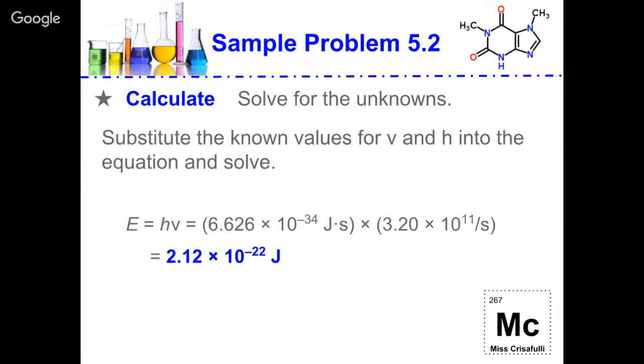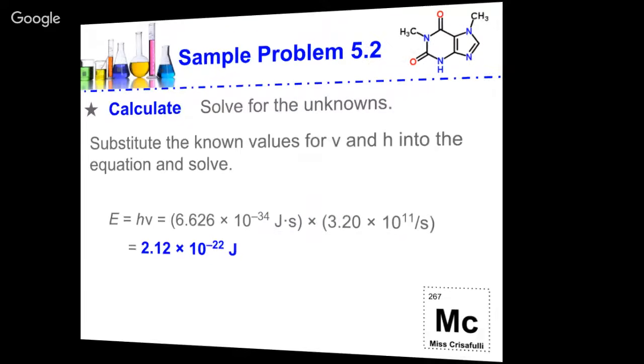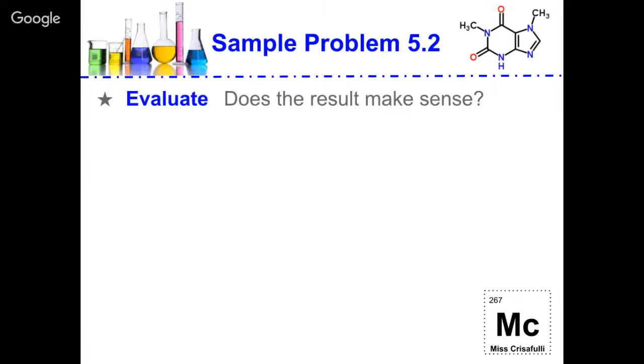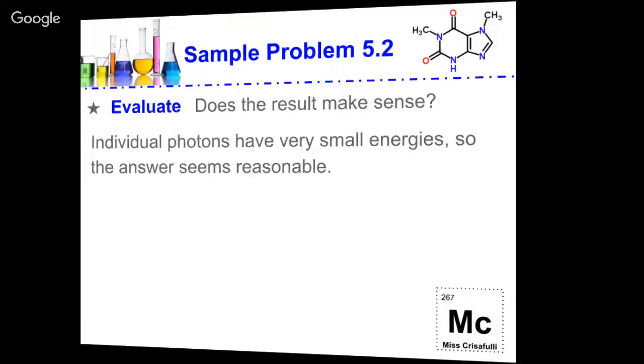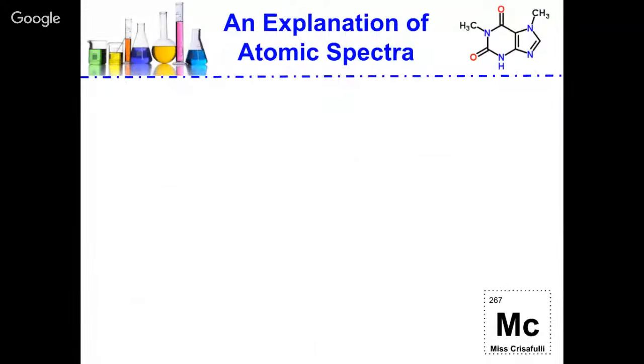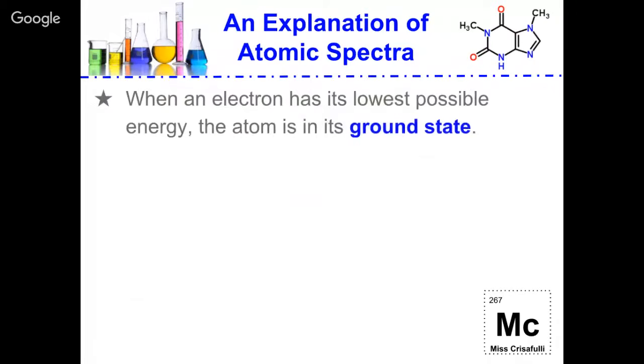We're just going to take 6.626 times 10 to the minus 34th, times 3.20 times 10 to the 11th. And let's make sure that this makes sense. Individual photons have very small energy, so our answer is reasonable because it's raised to the minus 22nd.